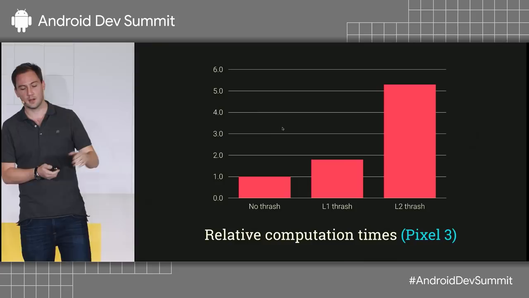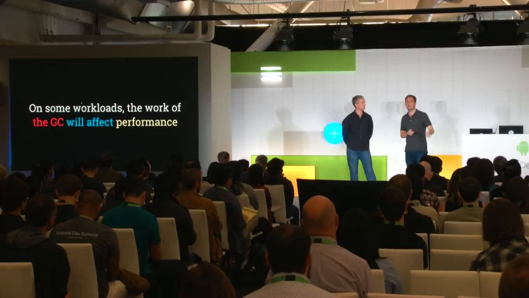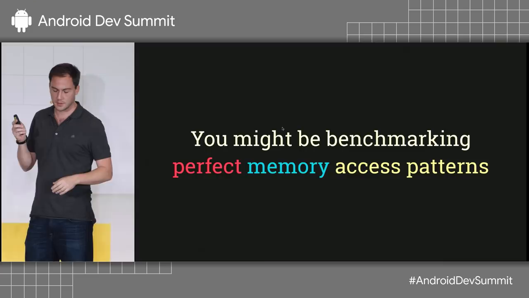Again, same exact algorithm. So if you write benchmarks, and that's very good, you should probably do that, be very careful, be aware of the fact that the numbers you're going to get in your benchmark might be very different than the numbers you're going to get in the actual app running on your users' devices. Yeah, you're actually benchmarking the CPU access patterns.